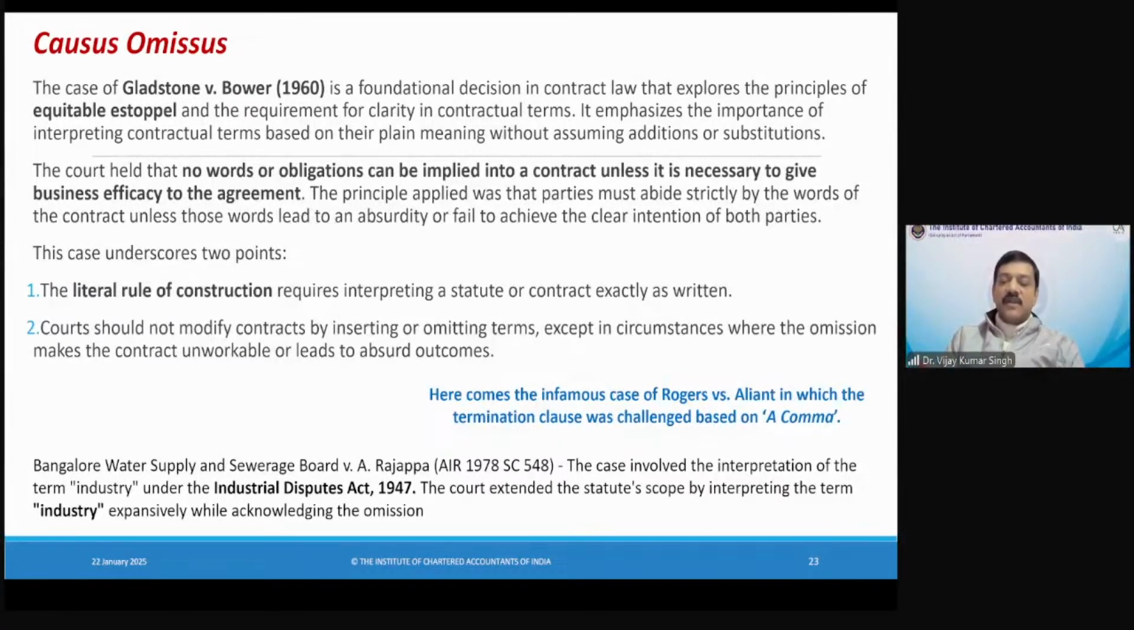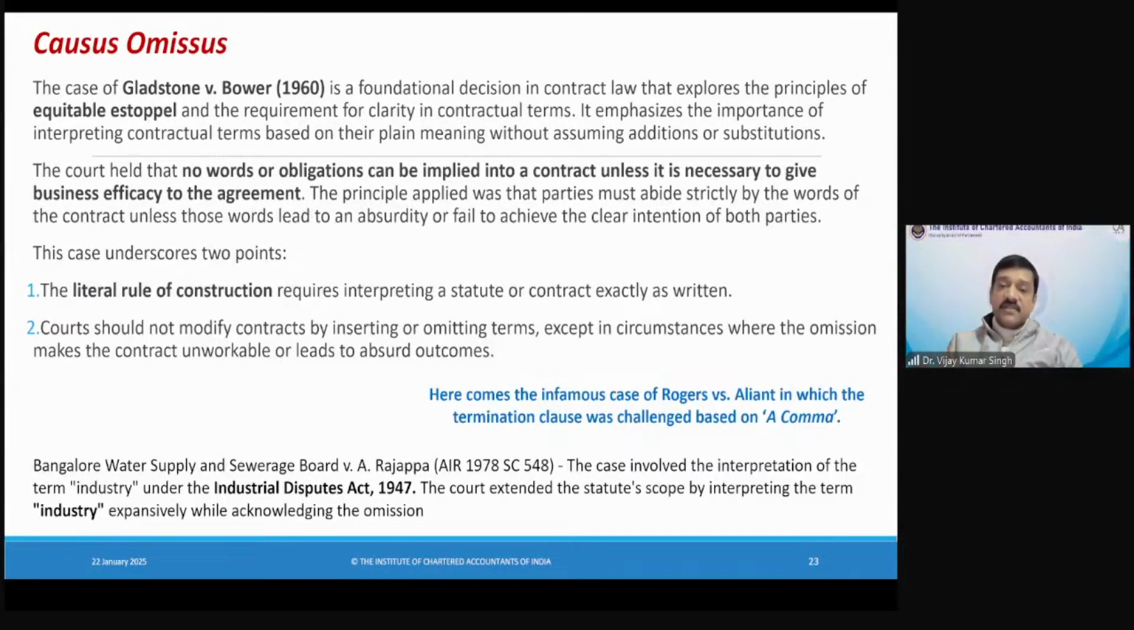However, many a time the courts will not provide the omission which is there in the legislation. It will provide interpretation, but in some cases it does. Say, for example, the Bangalore Water Supply Sewage Board case. This was the case in which there was a question of interpretation of the term industry under the Industrial Disputes Act. And here the court extended the scope of the statute by interpreting the term industry expansively while acknowledging the omission. So there was an omission and it didn't include water supply. So they said that the water supply system would also be considered as an industry.